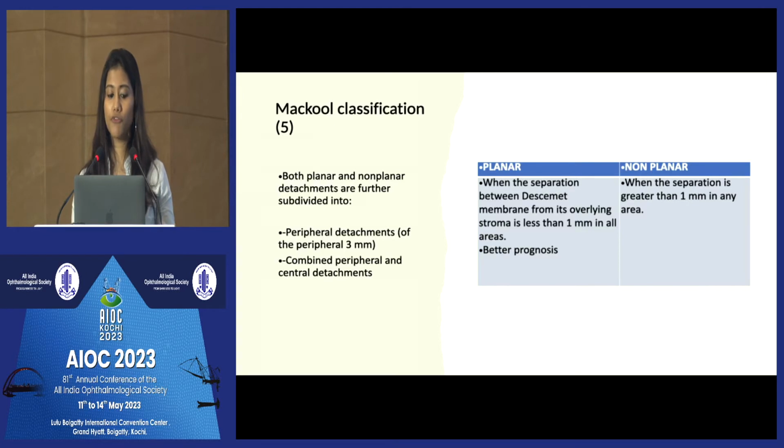Both the detachments are further classified into peripheral and combined. In peripheral detachments, the peripheral 3 mm of the cornea or the DM is involved, and in combined detachments, both the periphery and the center are involved.